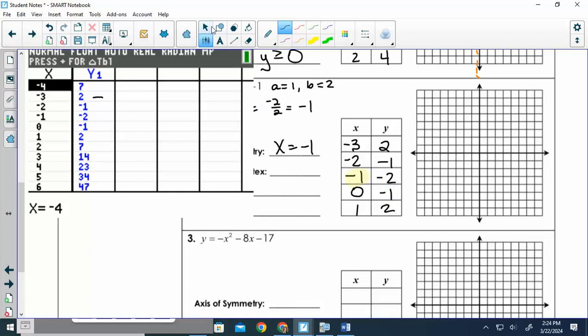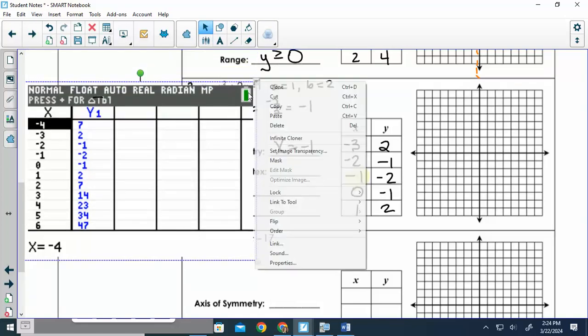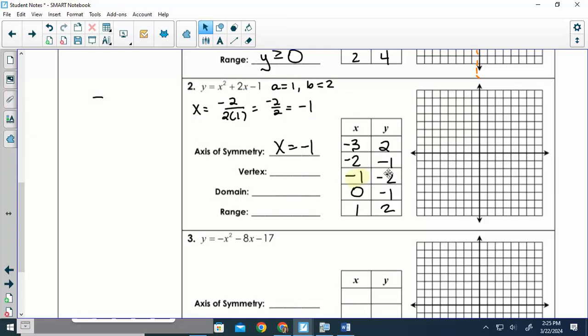Do I have to have the calculator to get these? No, you can get them by plugging in, just like we did yesterday. This is just kind of a tool you can use. So what is the vertex from here? It's that ordered pair, -1, -2. All right, so if I graph this, -1 means go left 1, down 2. Okay, we have -2, -1, -3, 2.